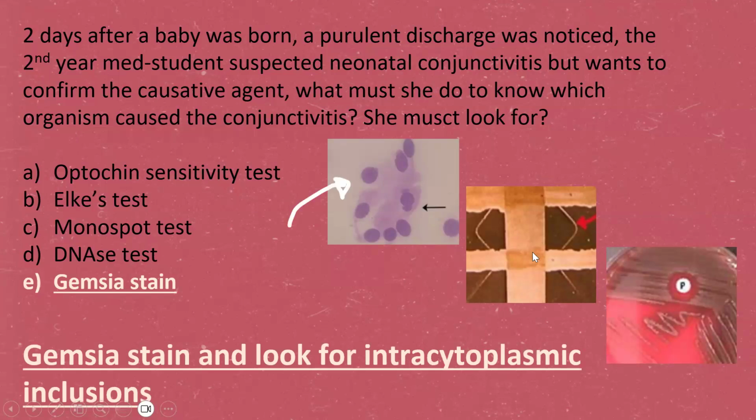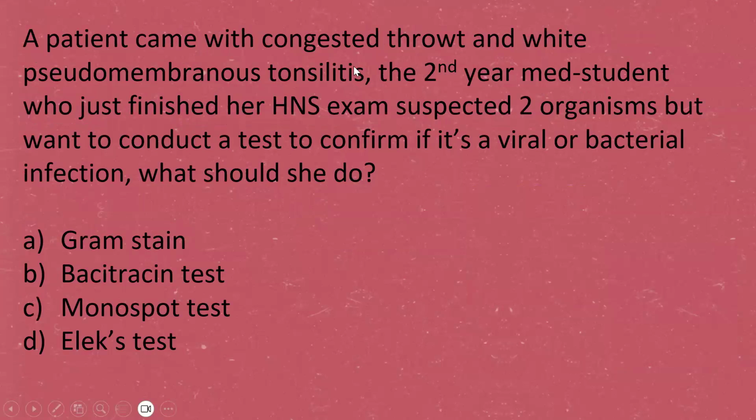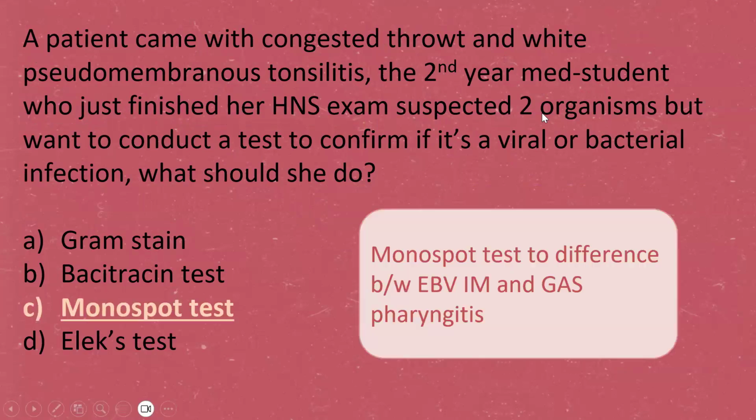This is the Elek test for toxigenic strains of bacteria, and this is the optochin test for optochin sensitivity. Okay, a patient came in with a congested throat, white pseudomembranous tonsillitis, and the second-year medical student who just finished her HEENT exam suspected two organisms, but wants to conduct tests to confirm if it's viral or bacterial. What we are testing for is either EBV, infectious mononucleosis, or strep throat from group A strep. We do a monospot test. If it is positive, then it is positive for IgM antibodies for EBV, infectious mononucleosis.